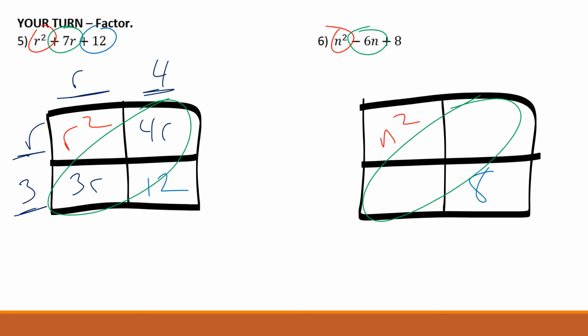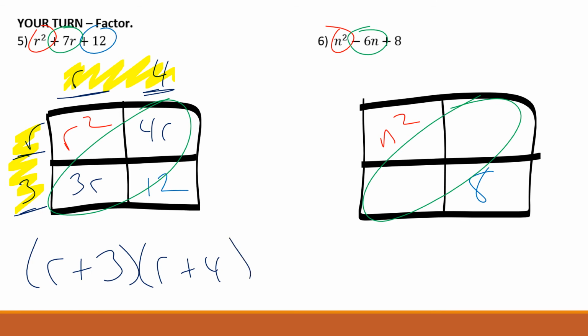Once again, it's the sides of the rectangle that are the answer, right? So everything's positive, R plus 3, R plus 4. Once again, the connection here is if you were to multiply this back together, you'd end up with the original expression.